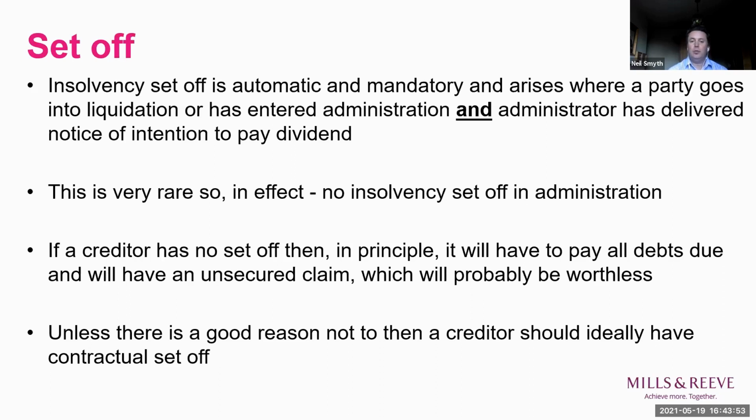Now, normally, where there is going to be a distribution to creditors out of an insolvency process, the company will move from administration to liquidation for the purposes of repaying creditors. So the circumstances in which creditors are repaid through an administration is pretty rare. And so therefore the starting position is, if the company goes into administration, a creditor is not going to have insolvency set-off. If the company goes into liquidation, it will. Now, what does that mean?